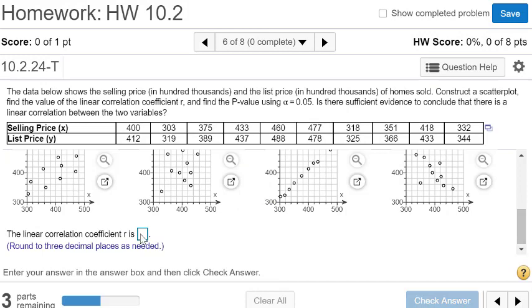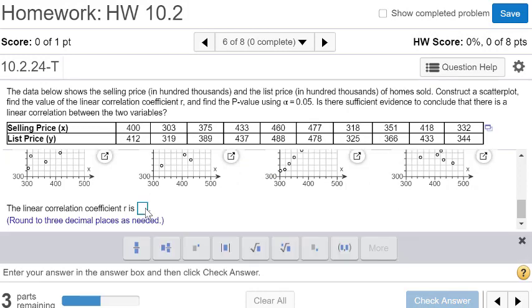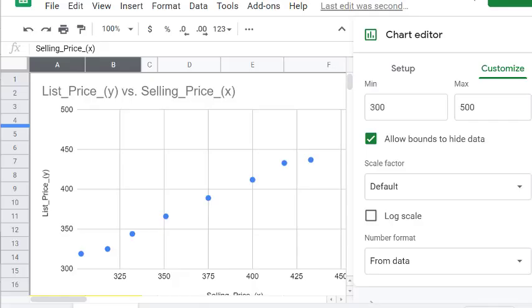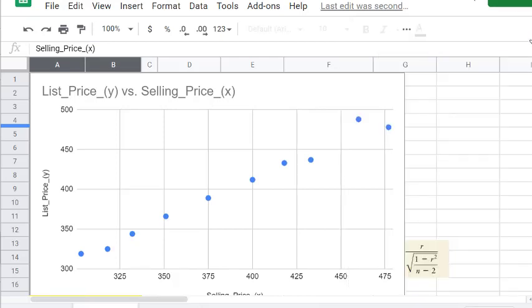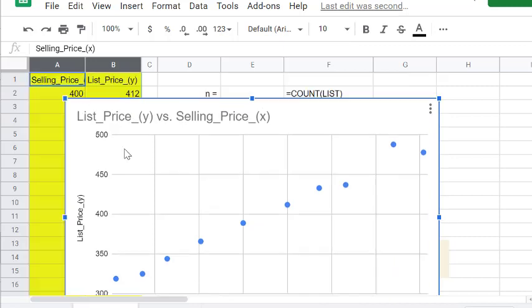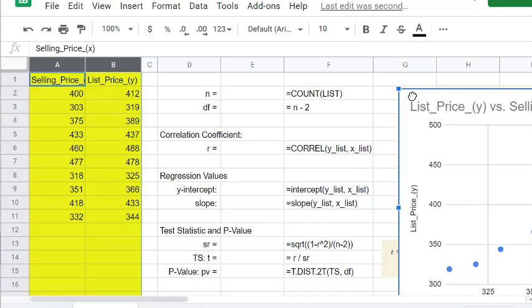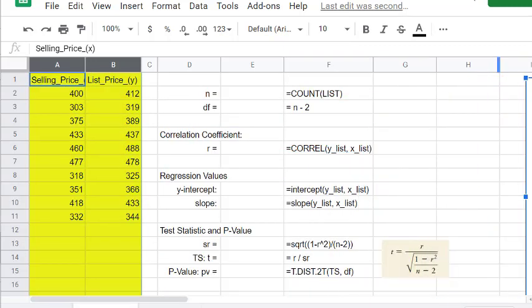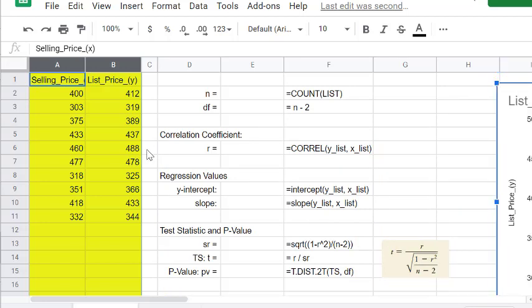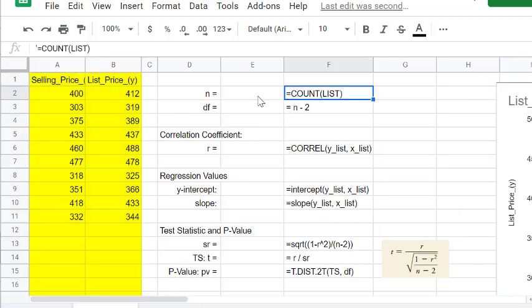Next, they want us to find the correlation coefficient. So let's go back to our graph over here. Let's put this graph away for now, or shrink it, and focus on some of the numerical calculations that we need. My spreadsheet is kind of set up already. I just have the commands listed here, and I'll retype them to get the actual values.